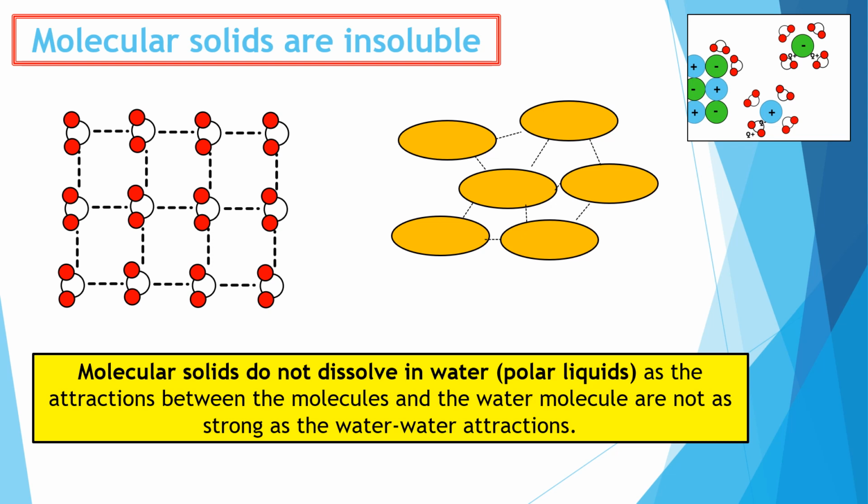That's why they don't dissolve. So these are either just going to sit on the bottom of a solution of water, or if it's something like cyclohexane or hexane, it's just going to float on the top of the solution. They will not dissolve. They're not miscible.